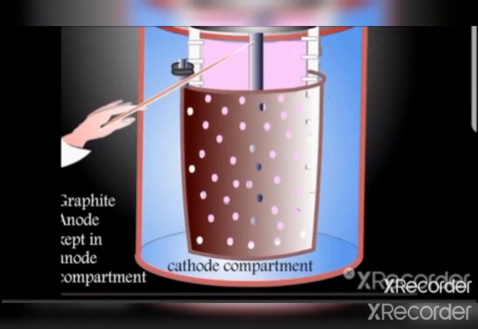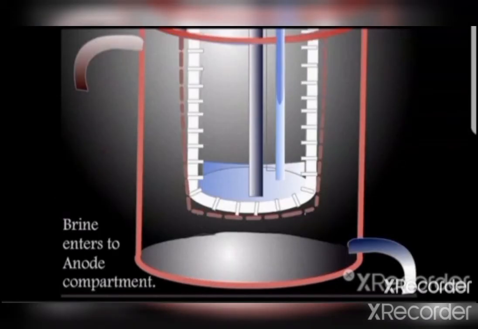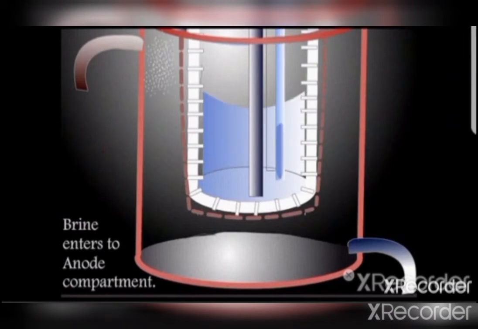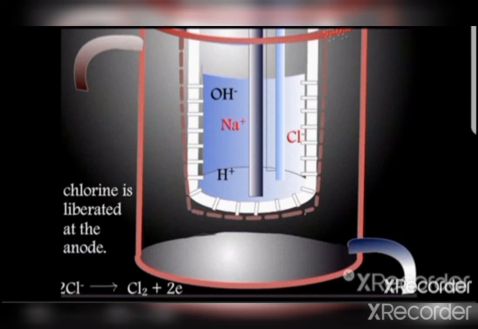A graphite anode is kept in the anode compartment, which is filled with brine. Brine is a concentrated solution of sodium chloride. Steam passes through the cathode compartment. As a result of oxidation of chloride ions at the anode, chlorine is liberated at the anode.